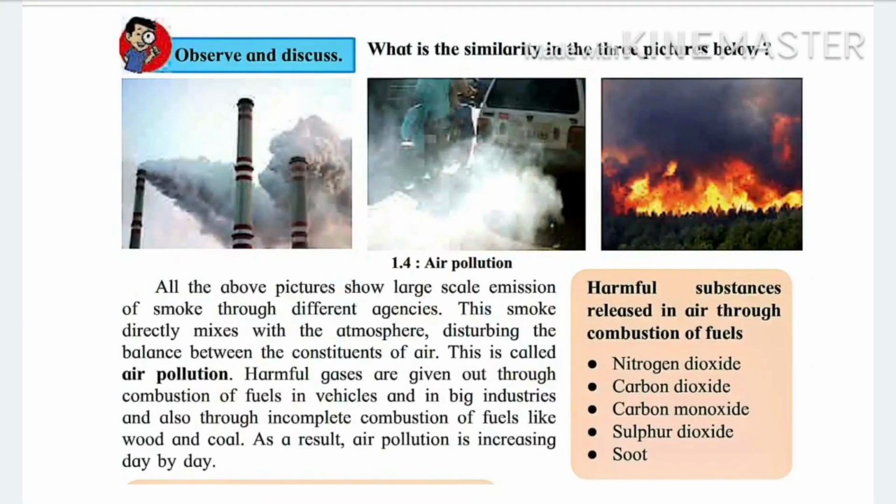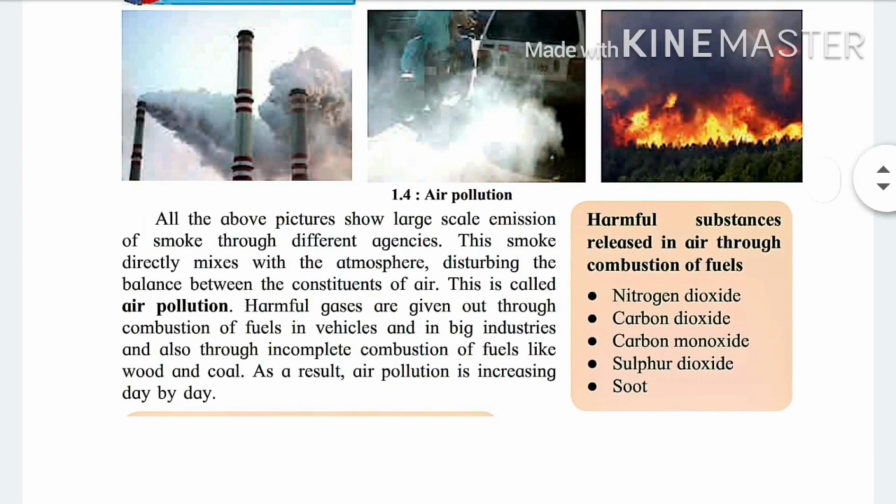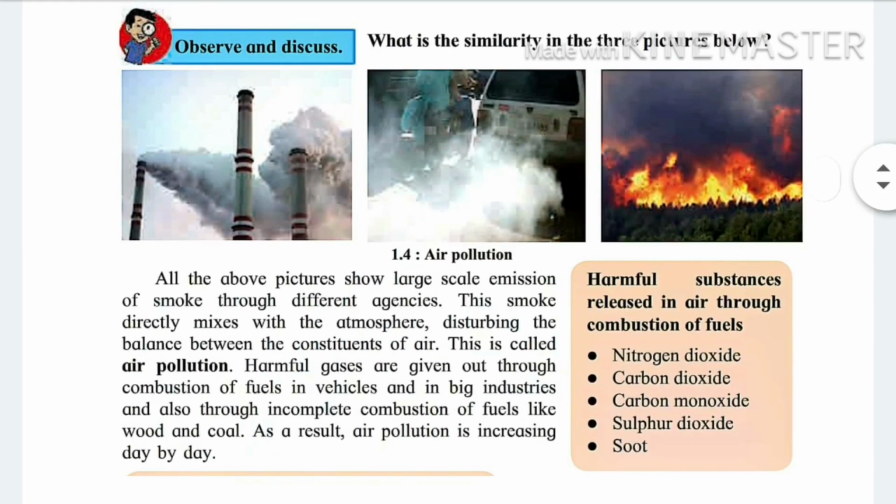So now we are in the second part of this chapter. You can see diagram 1.4 here. Three pictures are given. What is the similarity between these three pictures? You can see the similarity here: air pollution is there. Simple.